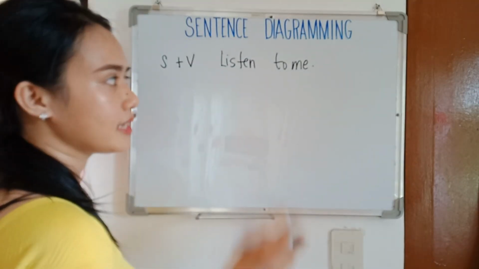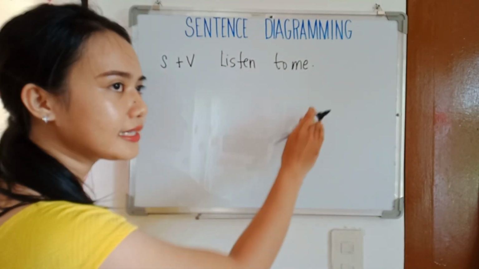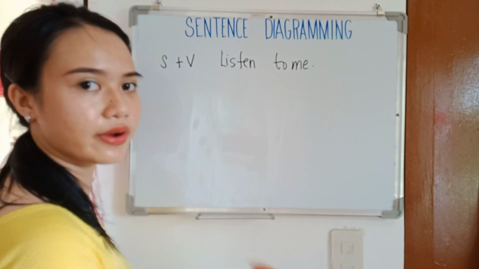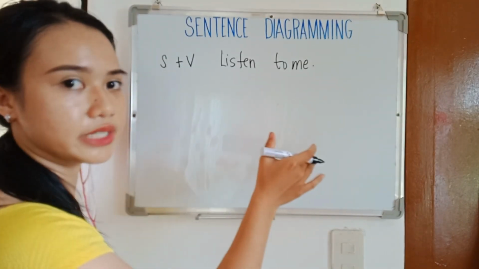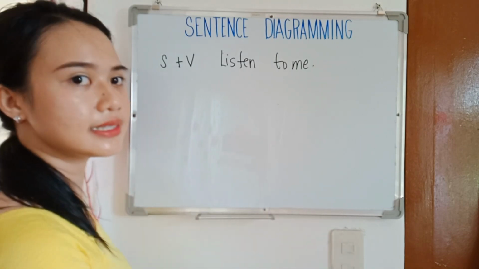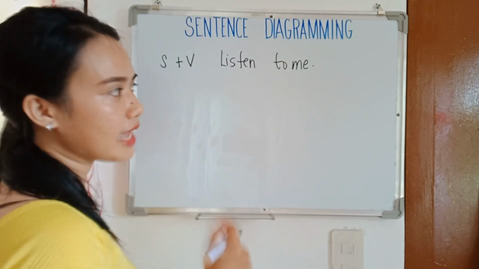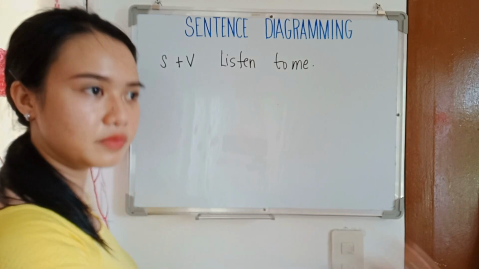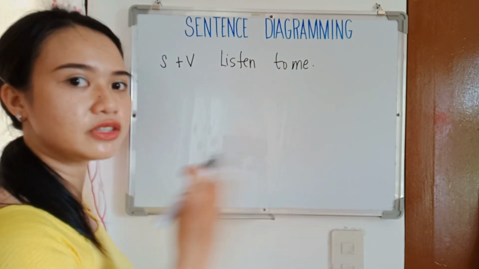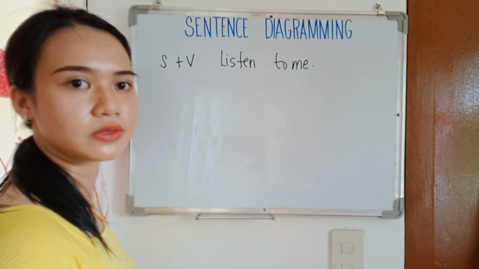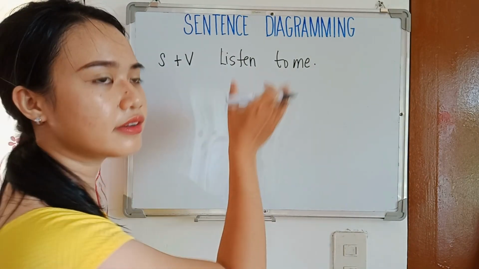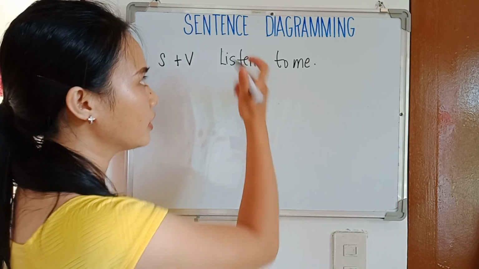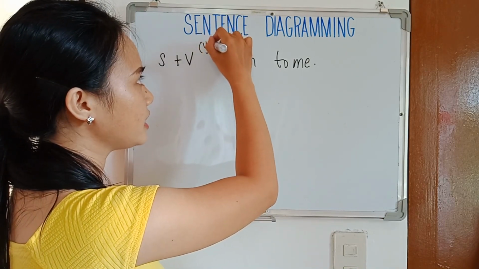Next example is an imperative sentence, or a sentence that gives request or command. Now, this has an omitted subject. Why is it omitted? Because this is already understood. Now, if that is an imperative sentence, listen to me, then that means I am addressing that to the person I'm talking to. Take note, class, that if that is an imperative sentence and there is no written subject, it's automatic that the subject is you.